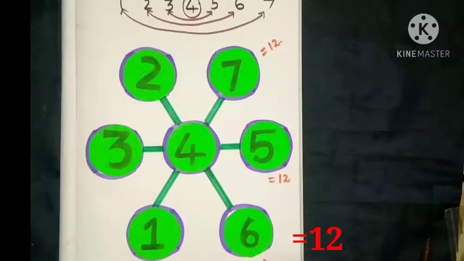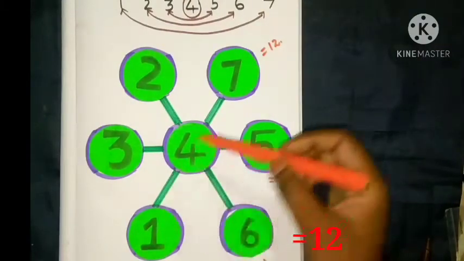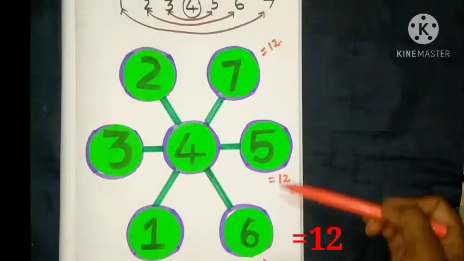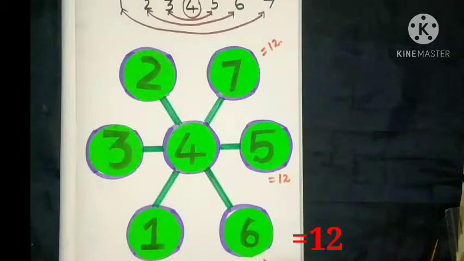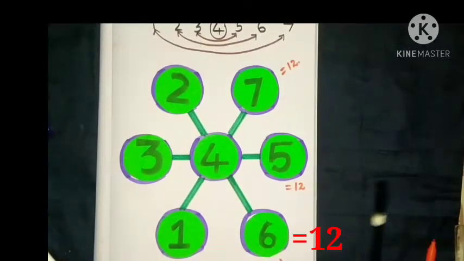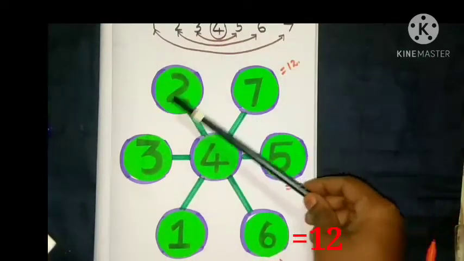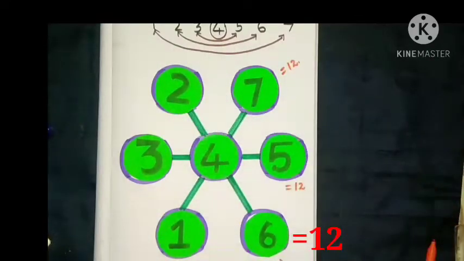From that, we can easily prove that each straight line of 3 numbers add up the same total 12. Similarly, you can find many answers by placing the numbers 1 to 7 in a circle by different ways.